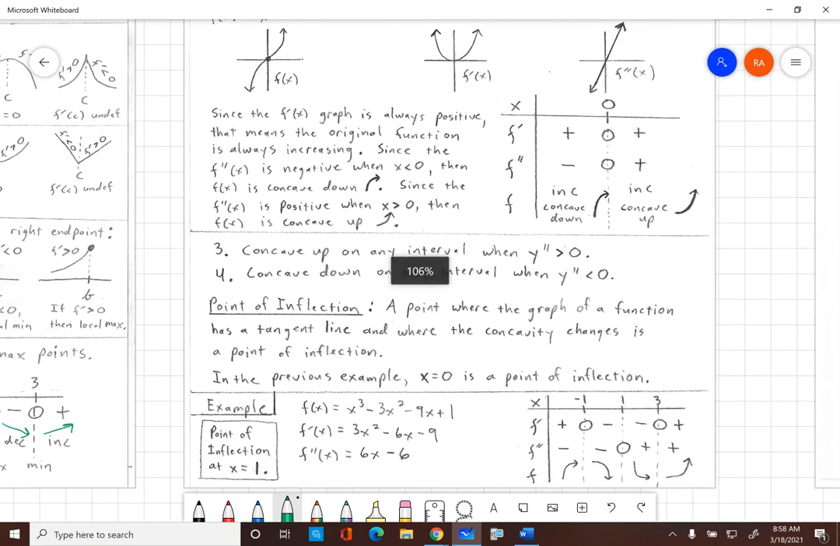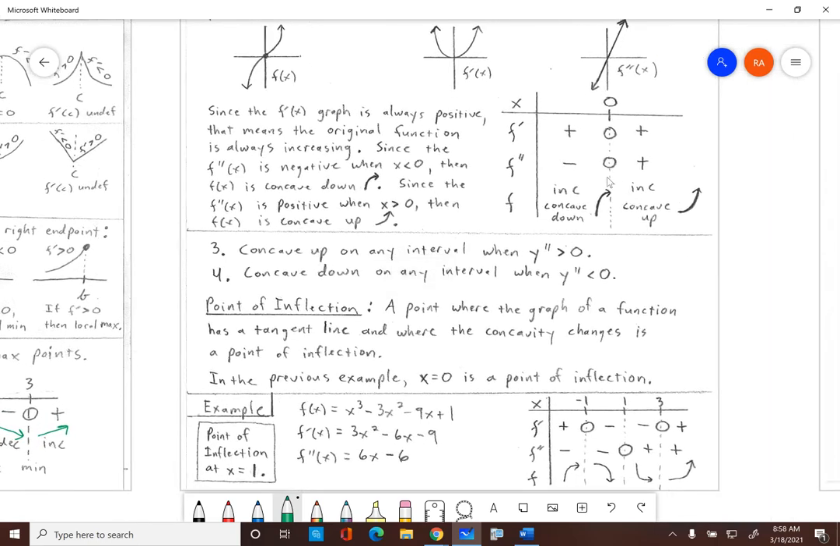And another note: wherever we have this change in concavity, a point where the graph changes concavity and it is a physical point on the graph, we're going to call that point an inflection point. So x equals 0 in this specific case is going to be a point of inflection. An inflection point is where you change concavity.